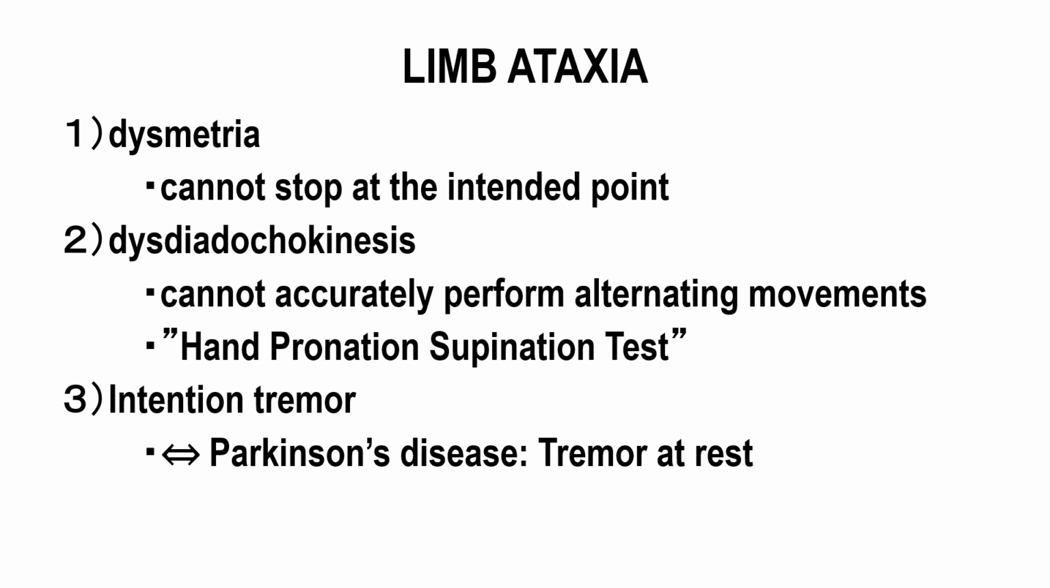This section explains three elements of limb ataxia: dysmetria, dysdiadochokinesis, and tremor. Dysmetria is a condition in which voluntary movements cannot be stopped at the intended point, resulting in either failing to reach the intended point or overshooting it.